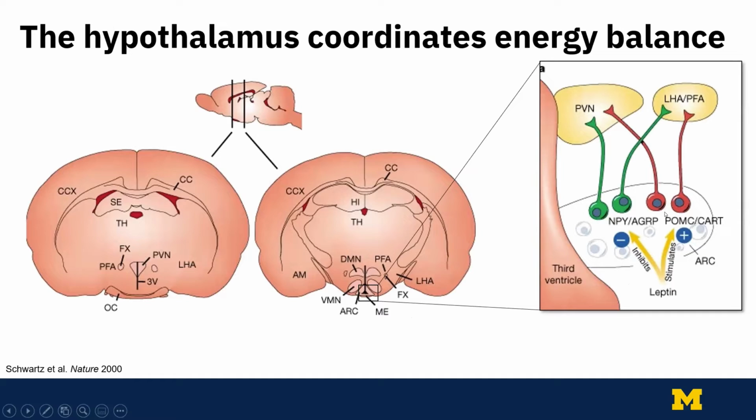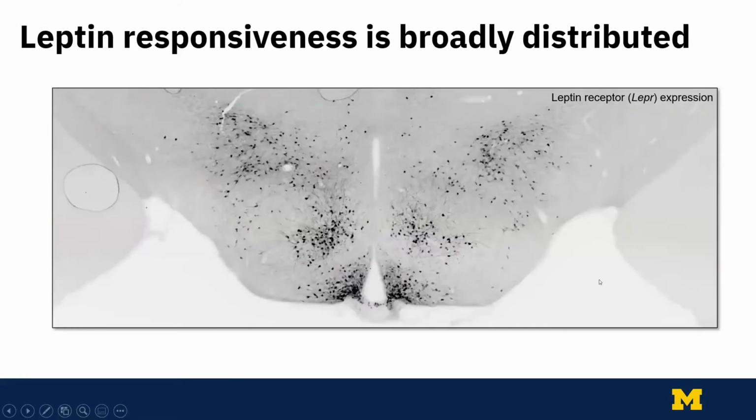Both of these cells respond to leptin, but in opposing fashions. So leptin inhibits AGRP cells, and AGRP cells promote food intake. Leptin stimulates POMC cells, and POMC cells suppress food intake. And this leptin to arcuate AGRP POMC mechanism has been the predominant source of study in the field for many years. However, we also know that the leptin receptor is broadly expressed throughout the hypothalamus.